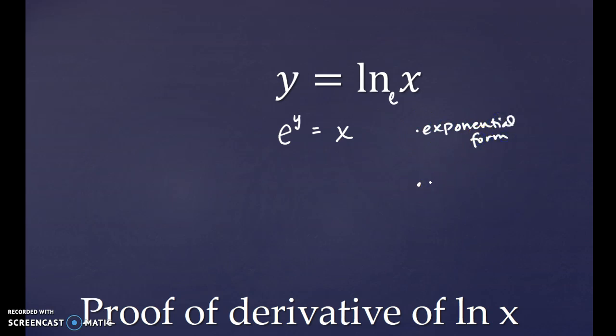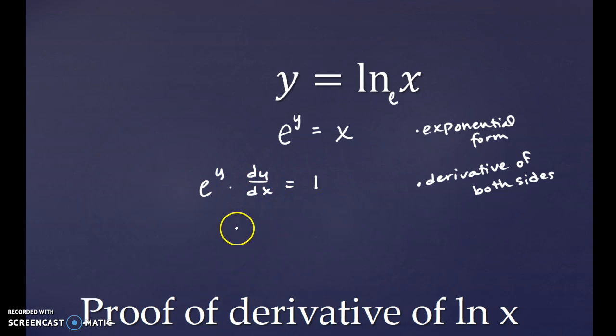Then I'm going to take the derivative of both sides. So I get e to the y times the derivative of y equals 1. Then I'm going to solve for dy dx.